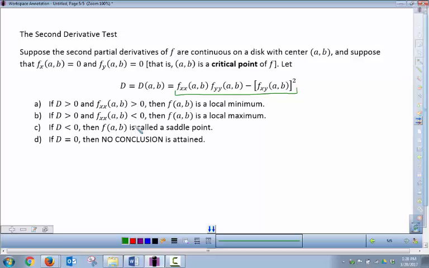What do you think of when you think of saddles? Horses. How about in math? What's that graph that we call the saddle? There's a name for it. Hyperbolic paraboloid.